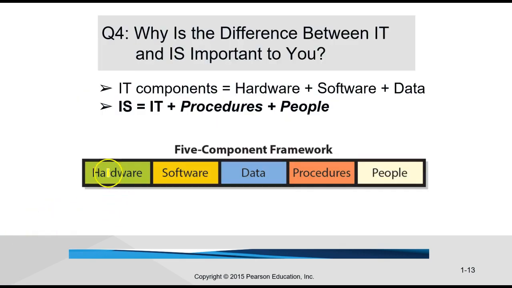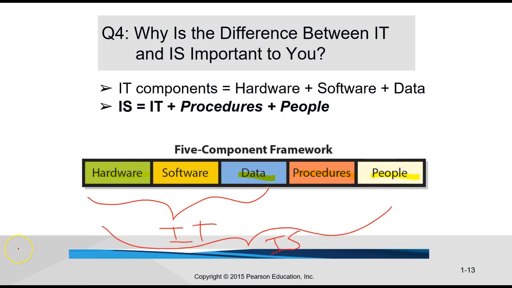An information system, we said, consists of these 5 components: hardware, software, data, procedures, and people. IT consists of the first of these 3 components: the hardware, software, and data. Information systems is all of the 5 components, that is, the components of IT, information technology, and the procedures and people as well.